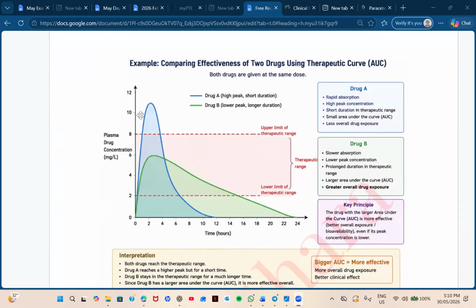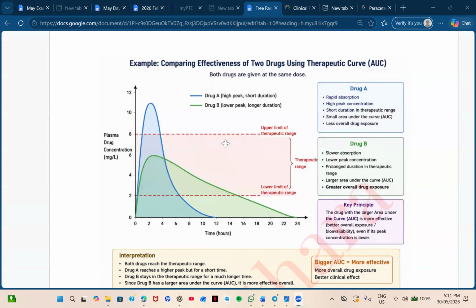They can give this kind of graph. Okay, so what is it? They are giving two drugs, drug A and drug B, and they are giving this chart. The y-axis shows the plasma drug concentration and the x-axis shows the time. So they are showing how these drugs act, how their concentration varies with time, right, doctors?